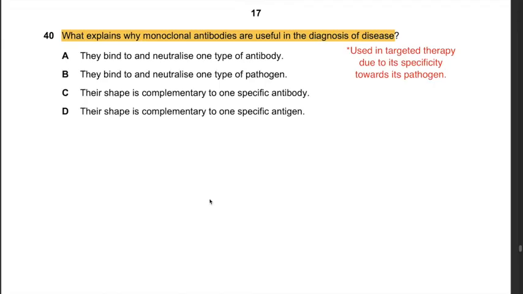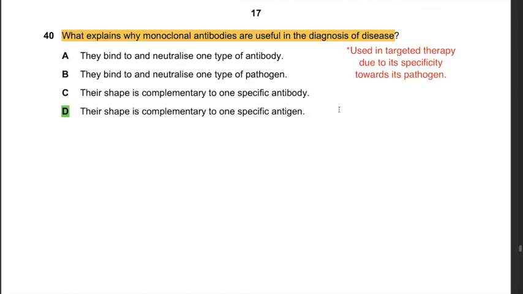Question 40. What explains why monoclonal antibodies are useful in diagnosis of disease? Monoclonal antibodies are used in targeted therapy due to their specificity towards a pathogen, and they do not bind to antibodies. Therefore, answers having binding towards antibodies are incorrect, leaving us with the answer being either B or D. And if you look at D, their shape is complementary to one specific antigen. Yes, that is correct, because monoclonal antibodies are useful due to their specificity in targeted therapy as their shape is complementary to a specific antigen. Hence, the answer is D.